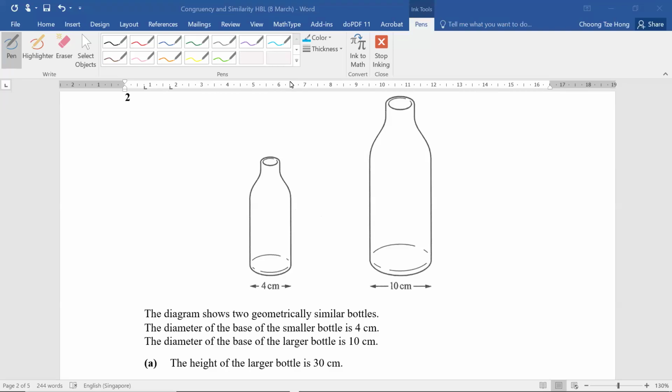Hi students, in this video I'll be going through the 2019 O-Level Mathematics paper 1 question 20. This is a question regarding similar solids. So let's read the question.